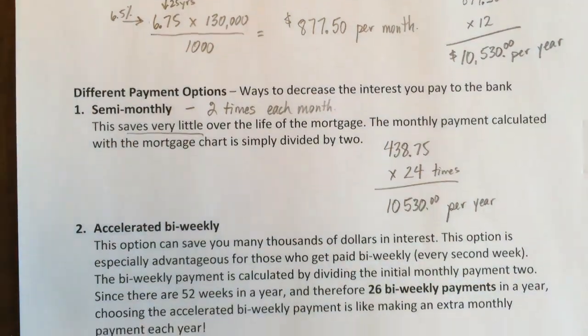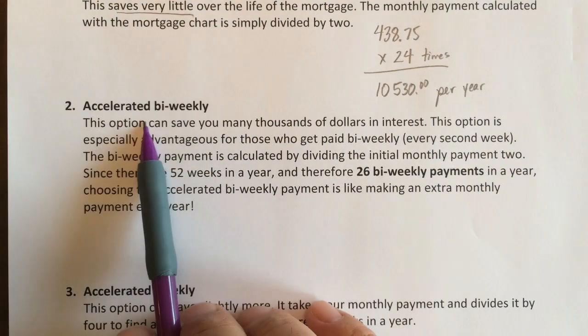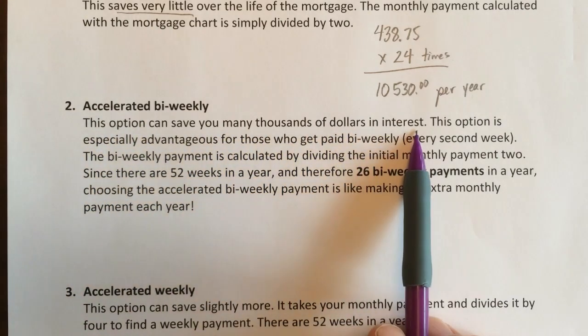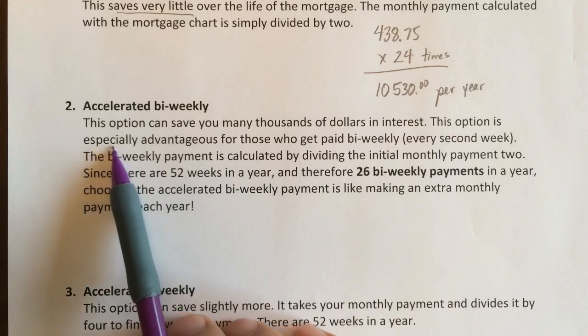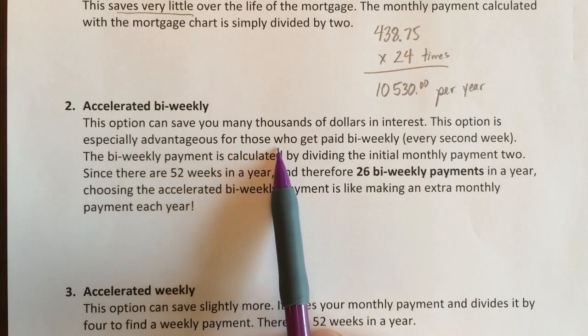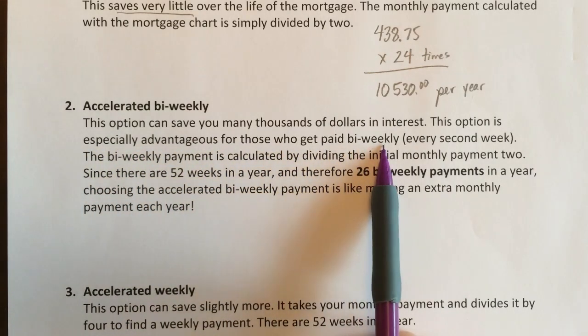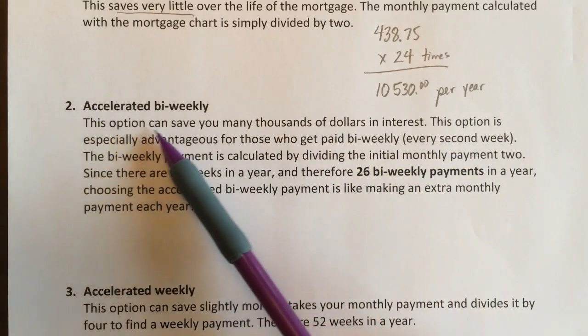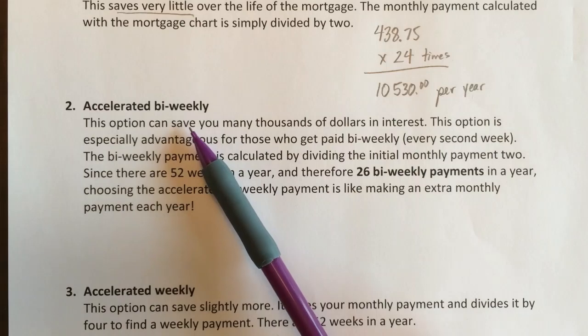Now, the big saving one is this one right here, accelerated biweekly. This option can save you thousands of dollars in interest. This option is especially advantageous for those who get paid bi-weekly. That means every second week. So let's say you're the kind of person who has a job that gets paid every second Friday. That's actually quite common. You might choose to go for an accelerated bi-weekly payment plan.